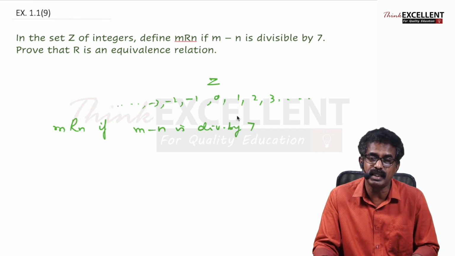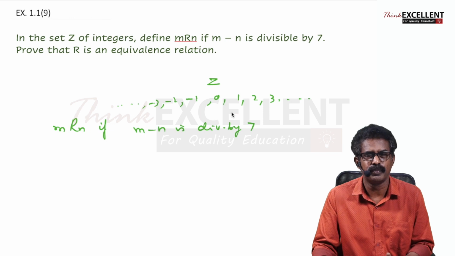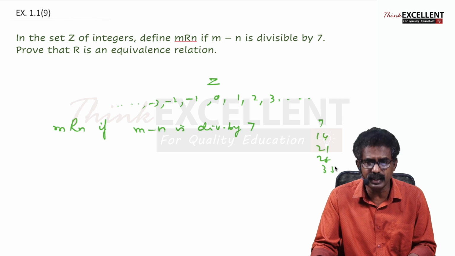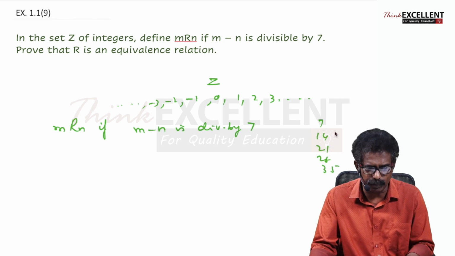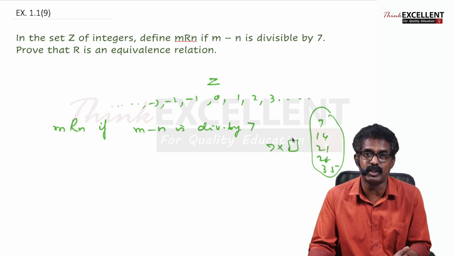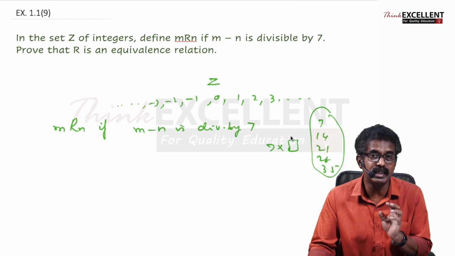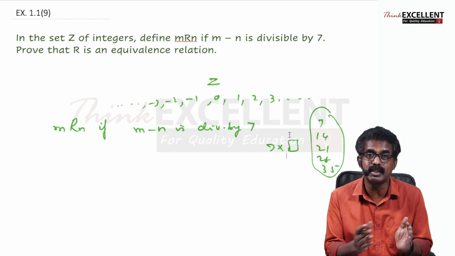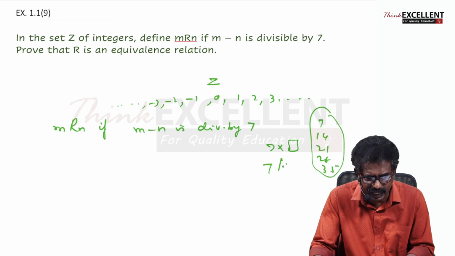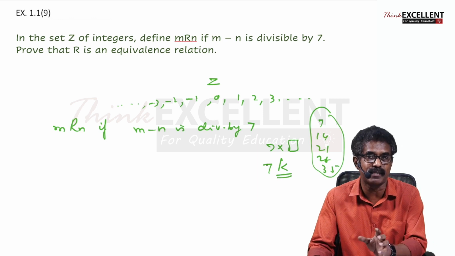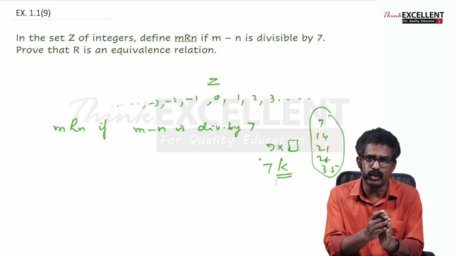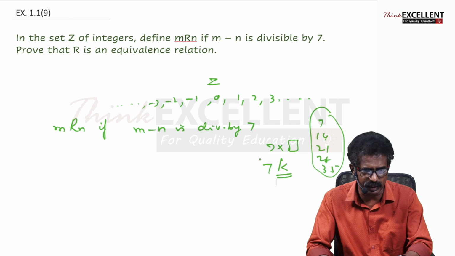Divisible by 7 means it exactly divides, the remainder is 0. See, 7, 14, 21, 28, 35, all these are exactly divisible by 7, because all these can be written as 7 into some integer: 7 into 1, 7 into 2, 7 into 3. So a number is divisible by 7 means it can be written as 7 into some number. Divisible by 12 means 12 into some integer. So you can write it as 7k, where k is an integer. Integers, as I said earlier, are 0, 1, 2, 3, -1, -2. All these are integers.